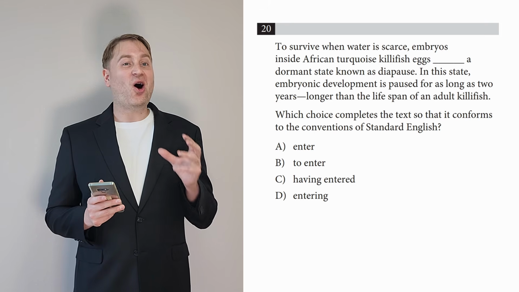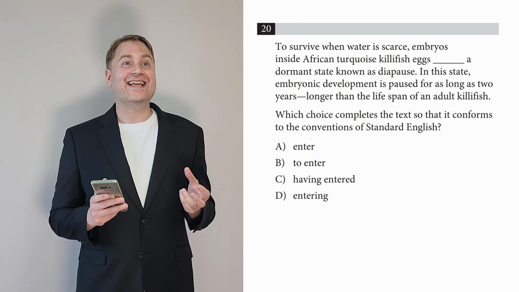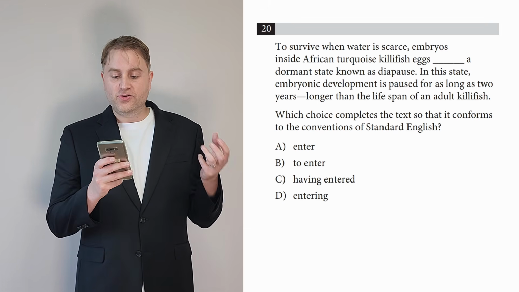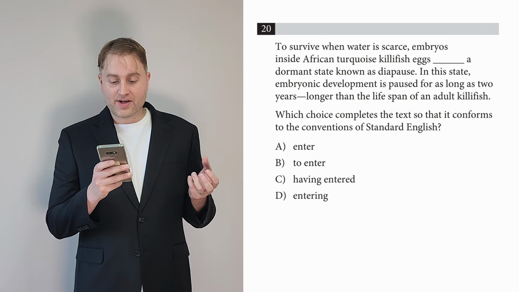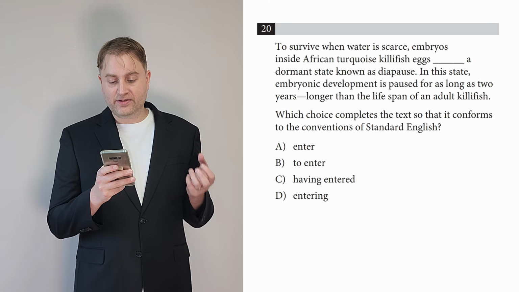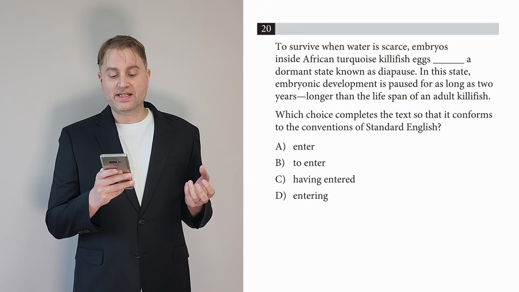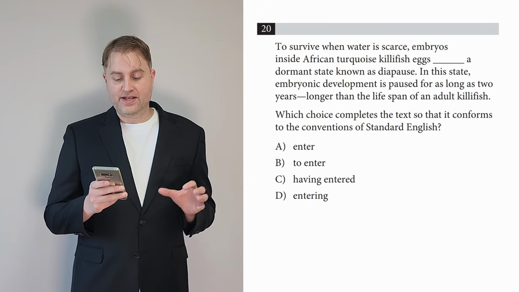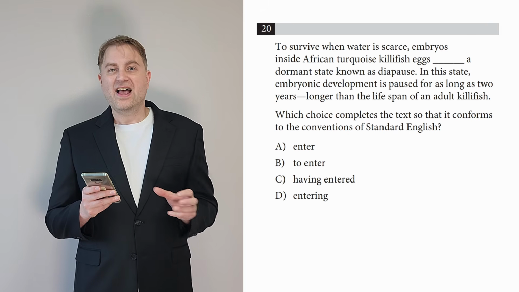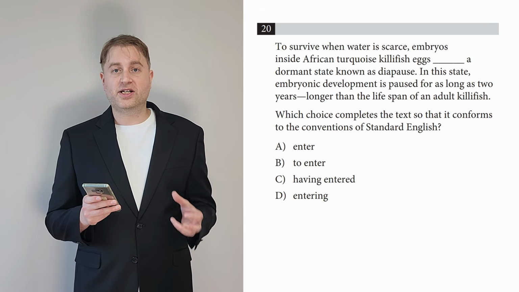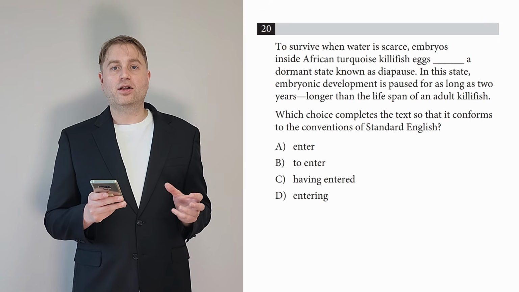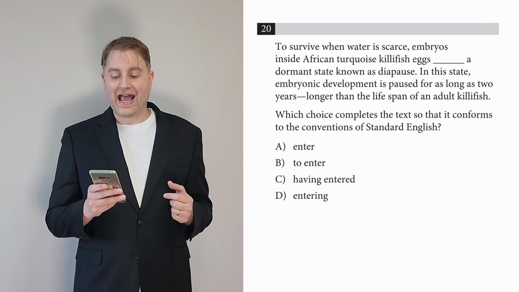Let's check out another example. Again, in this kind of question, all that matters is the sentence with the blank in it, which in this case is the first sentence. Let's take a look. To survive when water is scarce, embryos inside African turquoise killifish eggs blank a dormant state known as diapause. Now, the first part of the sentence, to survive when water is scarce, that's not a clause. It doesn't have a subject or a verb, so we can ignore it for now, and we know that our independent clause must come in what comes after.